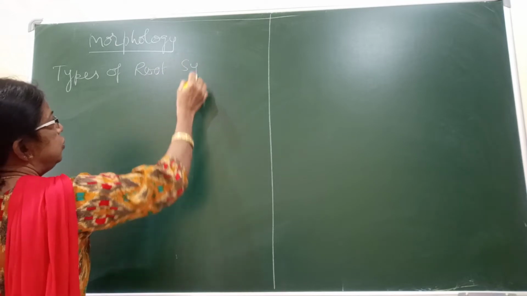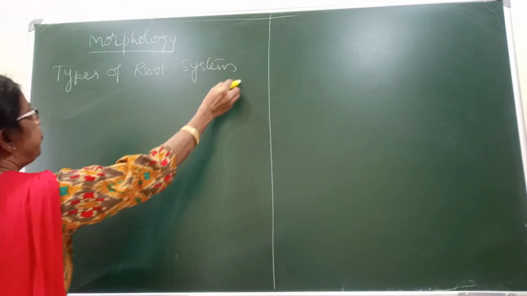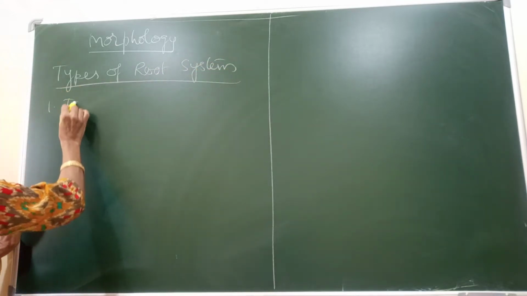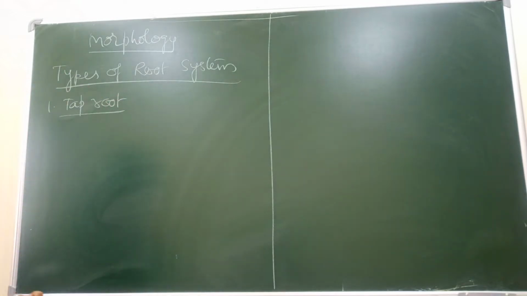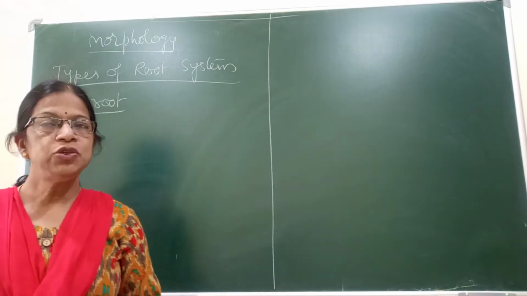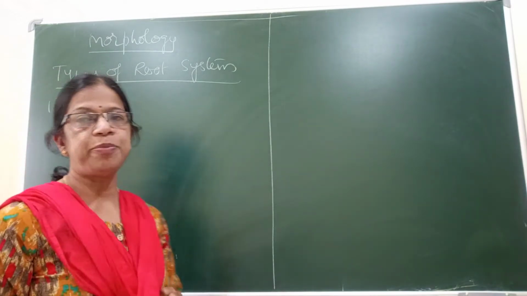We know there are two types of root systems. One is tap root system and second one is adventitious root system. So first we will see what is a taproot system.